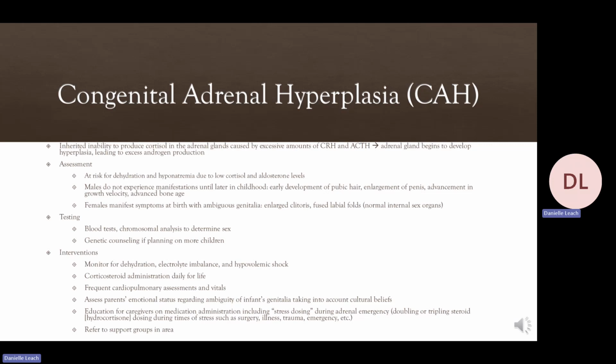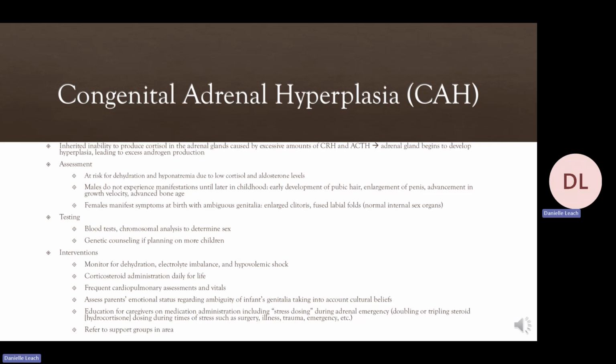On assessment, the child is at risk for dehydration and hyponatremia because of these low cortisol and aldosterone levels. In males, they don't experience manifestations until later in childhood, where they could have early development of pubic hair, enlargement of the penis, advancement in growth velocity, and advanced bone age. Females, however, manifest symptoms at birth with ambiguous genitalia. They could have an enlarged clitoris, fused labial folds, but they would have normal internal sex organs. So they would have ovaries and a uterus, for example.